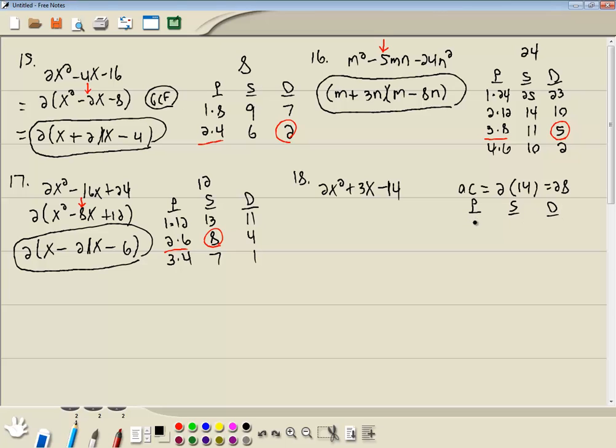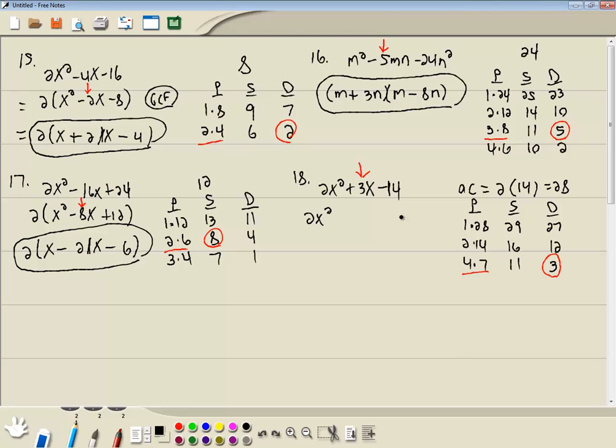I'm going to write down all products that give me 28. I got 1 times 28, 2 times 14, 3, no, 4 times 7. Add them. 1 plus 28 is 29. 2 plus 14 is 16. 4 plus 7 is 11. Subtract them. Smaller from larger. 28 minus 1 is 27. 14 minus 2 is 12. 7 minus 4 is 3. The number we're looking for is the number in the middle term, which is 3, which is right here, which means we're going to use 4 and 7.